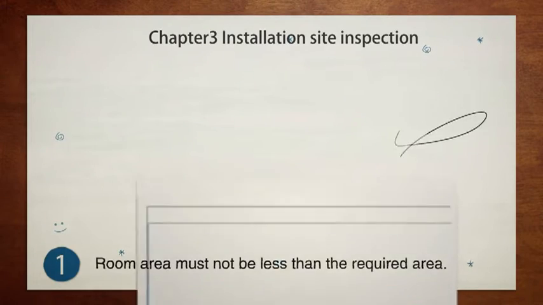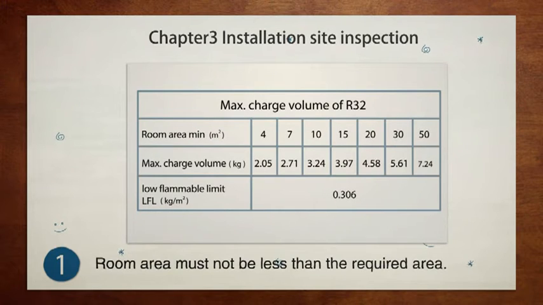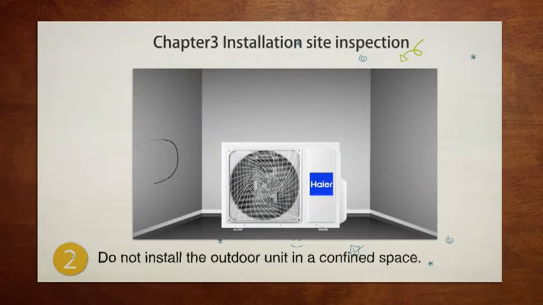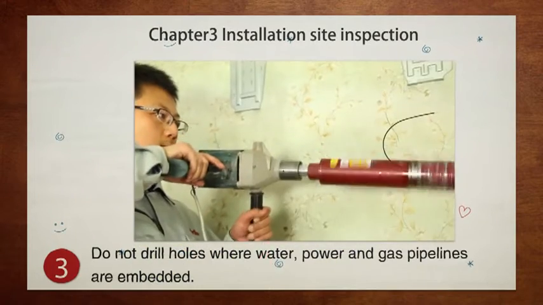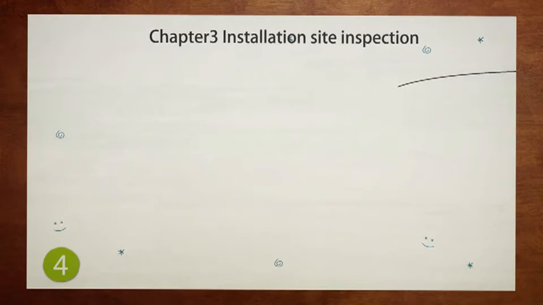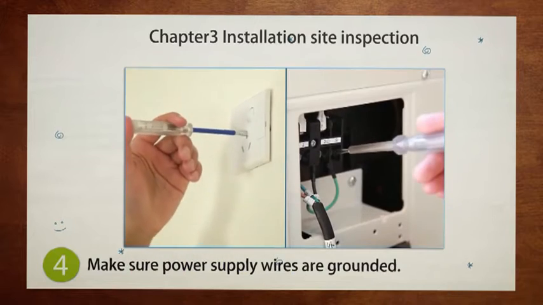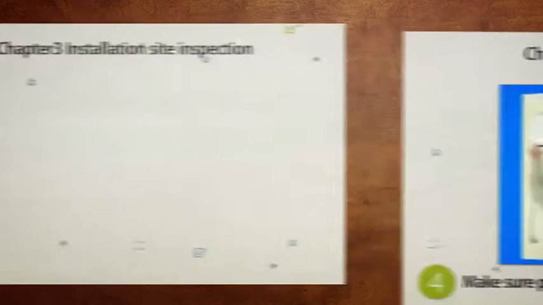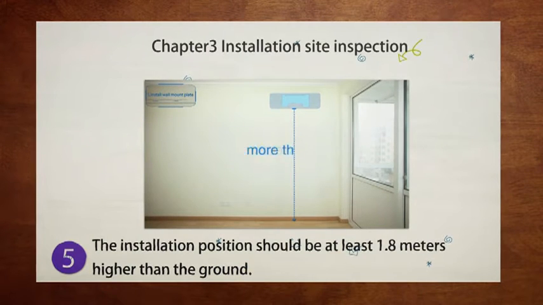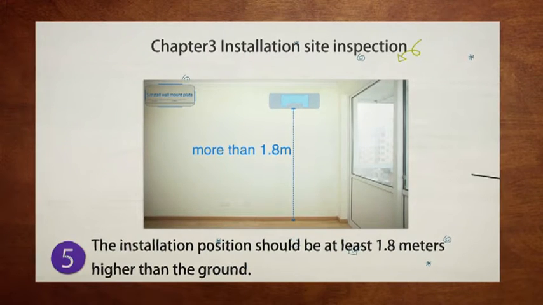Number 1. Room area must not be less than the required area. Number 2. Do not install the outdoor unit in a confined space. Number 3. Do not drill holes where water, power, and gas pipelines are embedded. Number 4. Make sure power supply wires are grounded. Number 5. The installation position should be at least 1.8 meters higher than the ground.